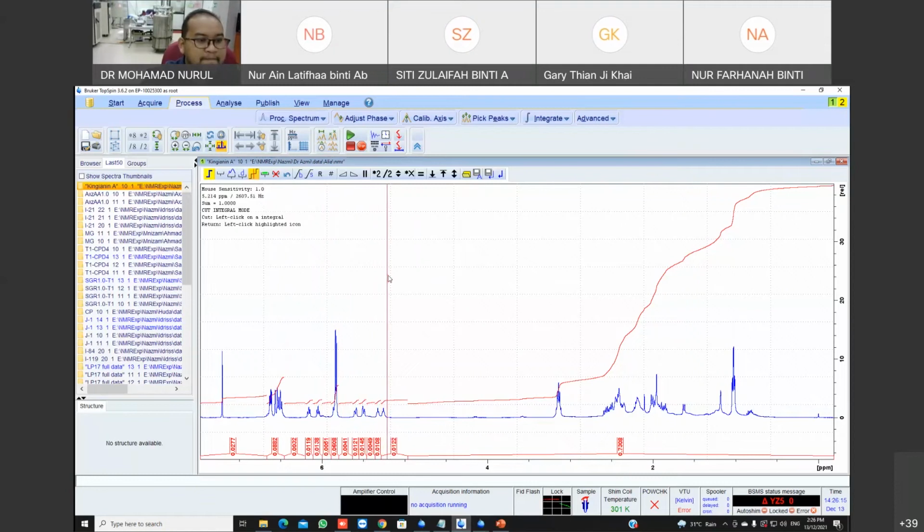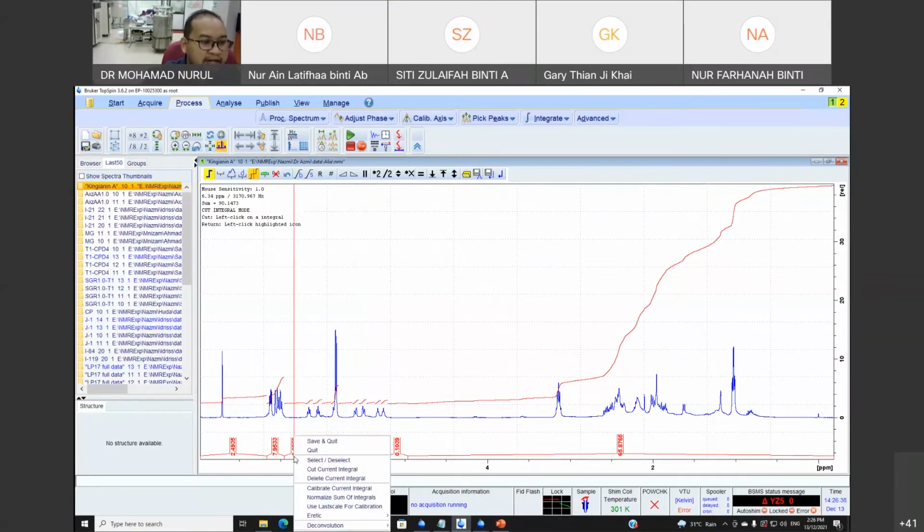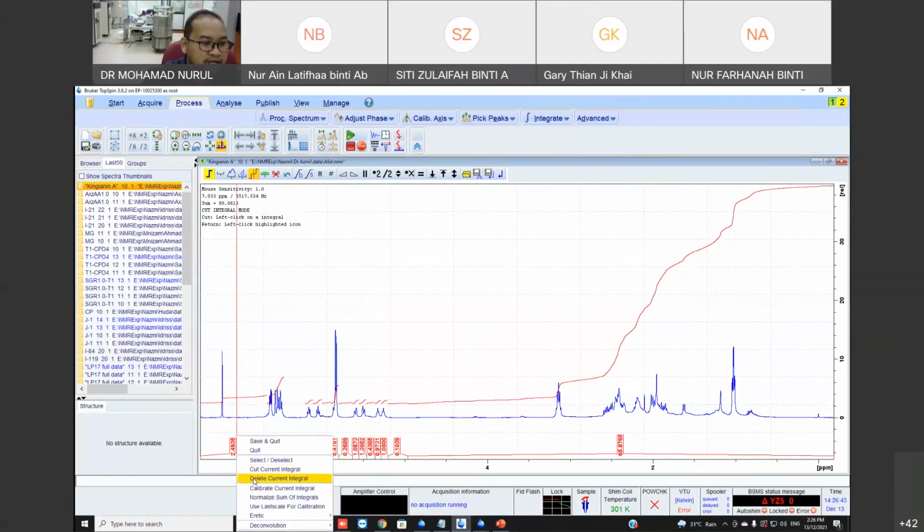For example, I assume this one as the reference. I right click, and we have so many choices here. Go to Calibrate Integral. So we type one. Okay, it's already calculated. It means this one you can delete: right click, also delete current integrals. This one, delete the current integral. Okay.